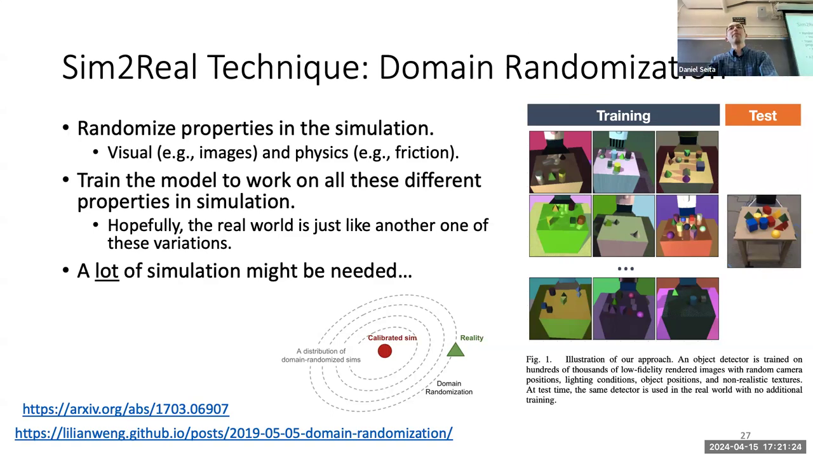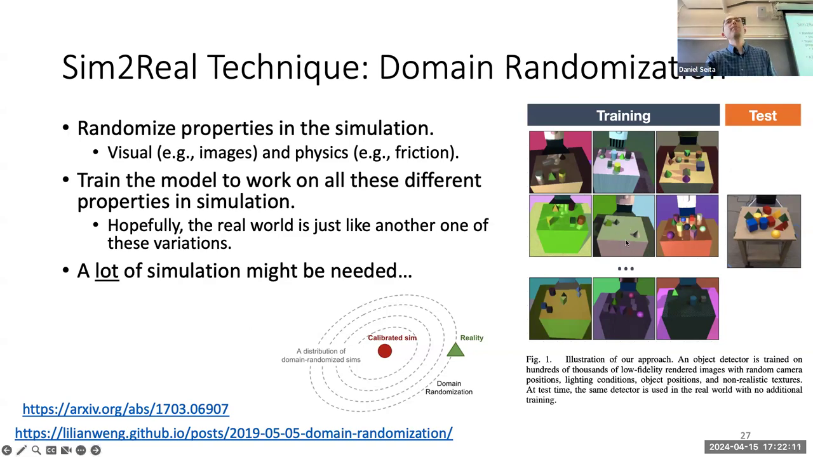They're often visual properties or physics properties. Like you have image color and lighting, and then for physics, you have friction, damping, and other terms that are involved in physics. The hope is that your simulator has some kind of distribution. Every time you randomize a parameter or a set of parameters, you essentially get a different simulator, because it has different visual and physics properties. You get some distribution, and hopefully it's broad enough that it covers what the real world would look like.